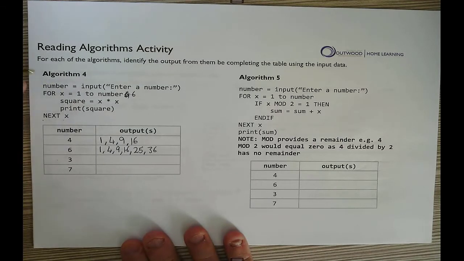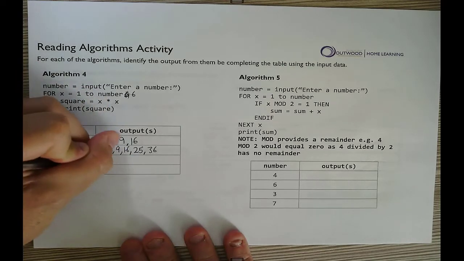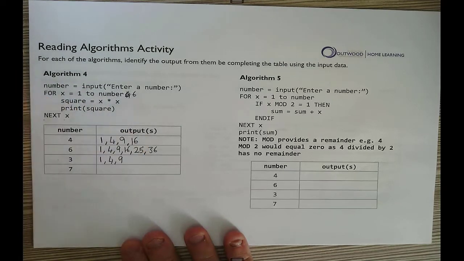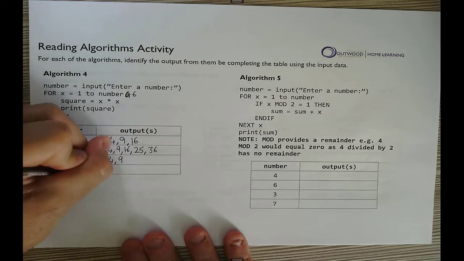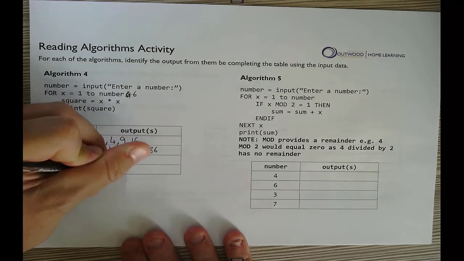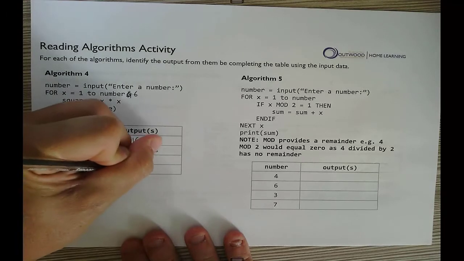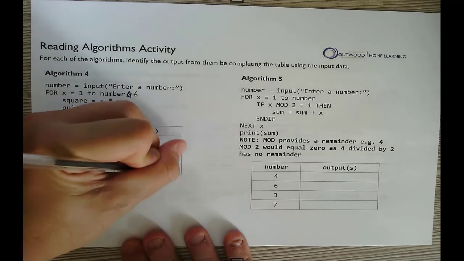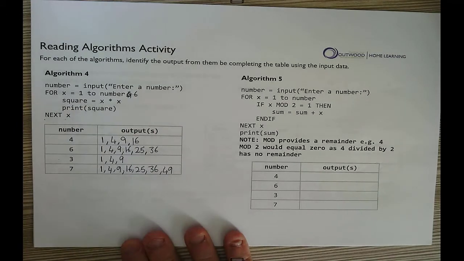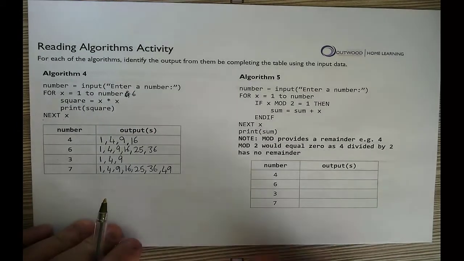Next one, number is 3. So we go in. 1 times 1, 1, 4, 9. And then x will have gone above 3, so it stops. And then finally, x is 7. So that's the same as 6, but it just goes one more. So we've got 1, 4, 9, 16, 25, 36. 7 times 7 is 49, and then it stops. Okay, so that x is that counter variable.